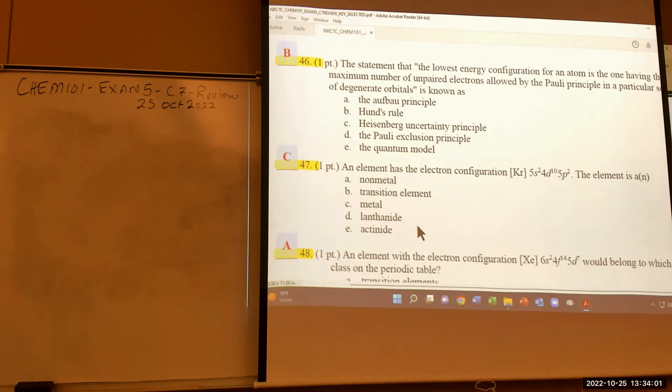I could be sneaky and put metalloid in there. It's right next to the line. Oh, no, it's not. Not close enough. Metalloid would be these two, and this one. Right. It wouldn't be a metalloid. Then there would be no answer.